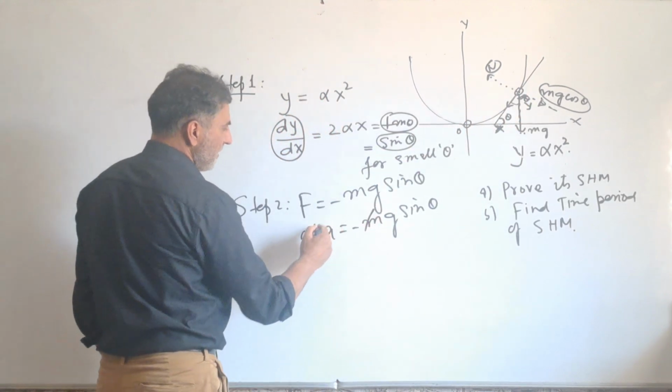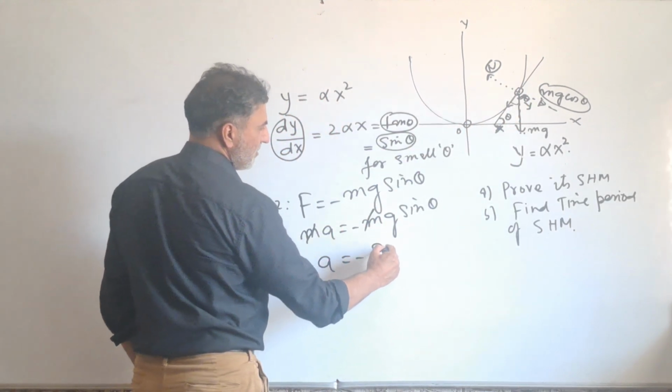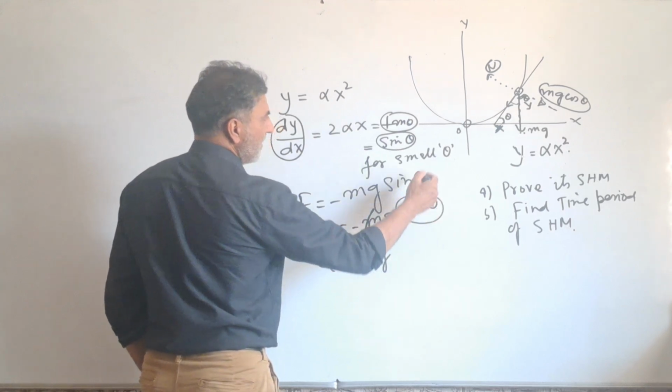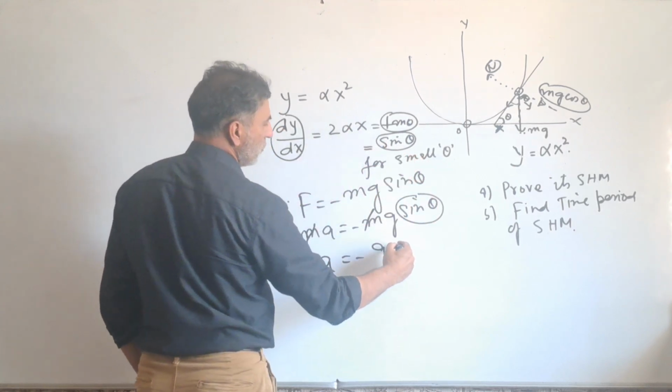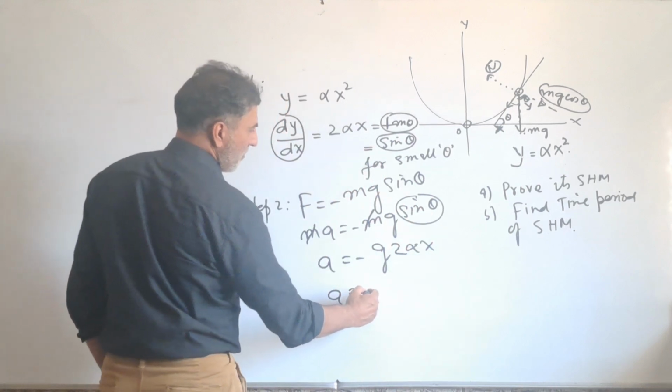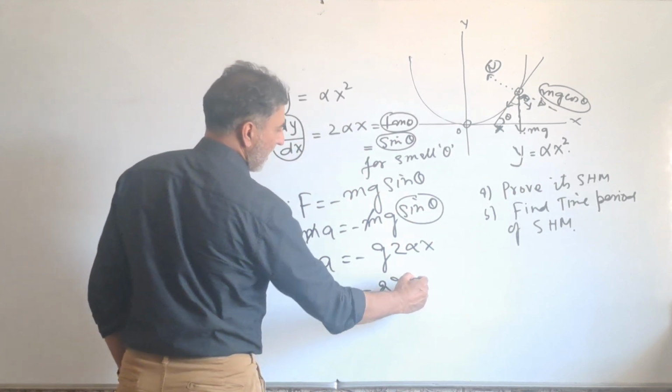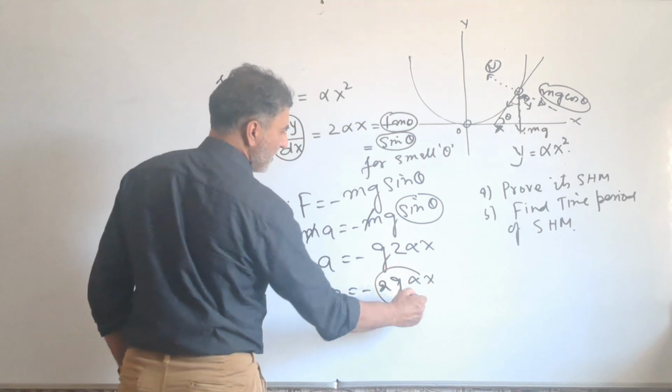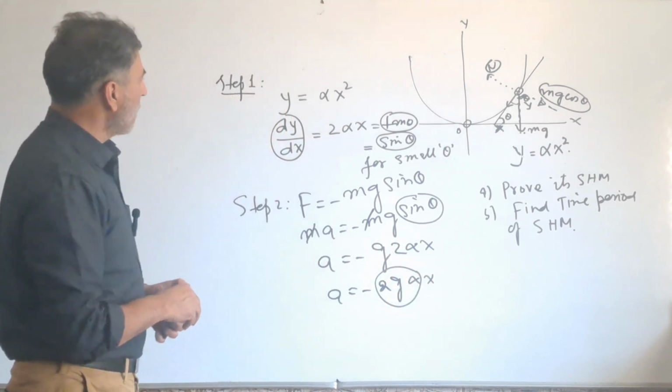Okay, now m gets cancelled. So a is equal to minus g times sine theta, and sine theta is 2 alpha x. So a is equal to minus 2g alpha x. Now recognize the equation.